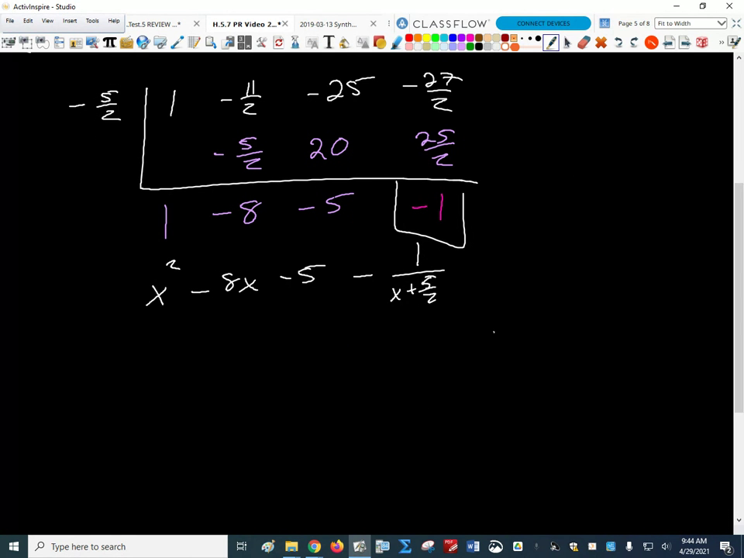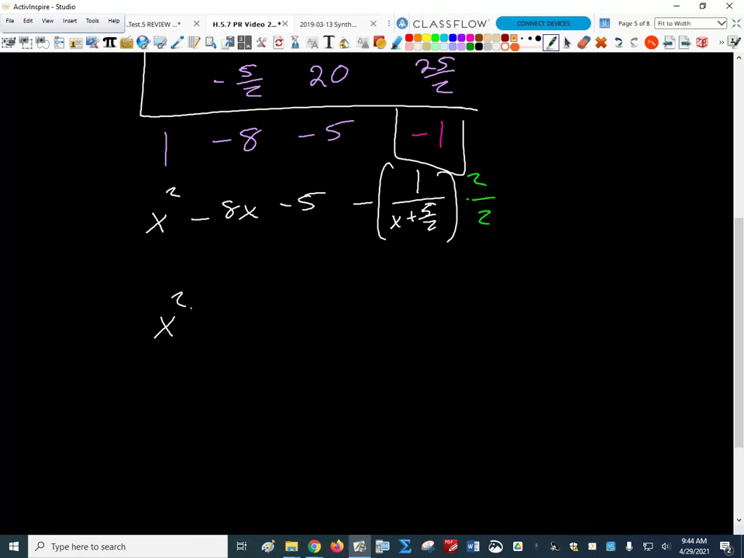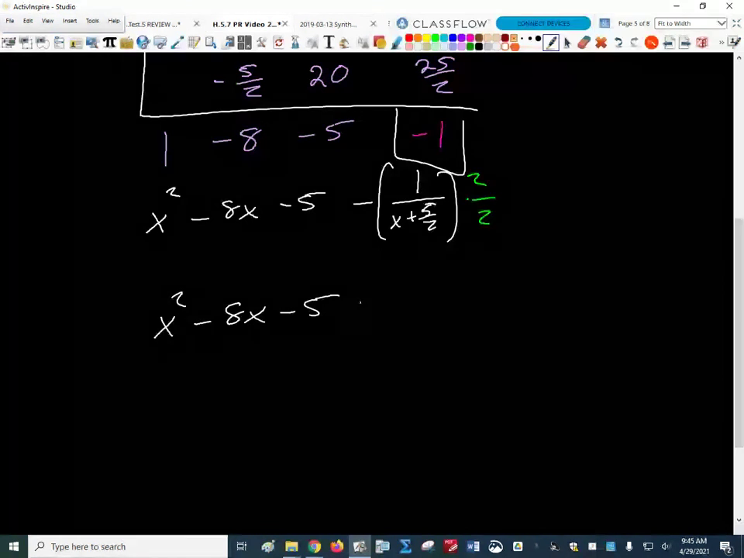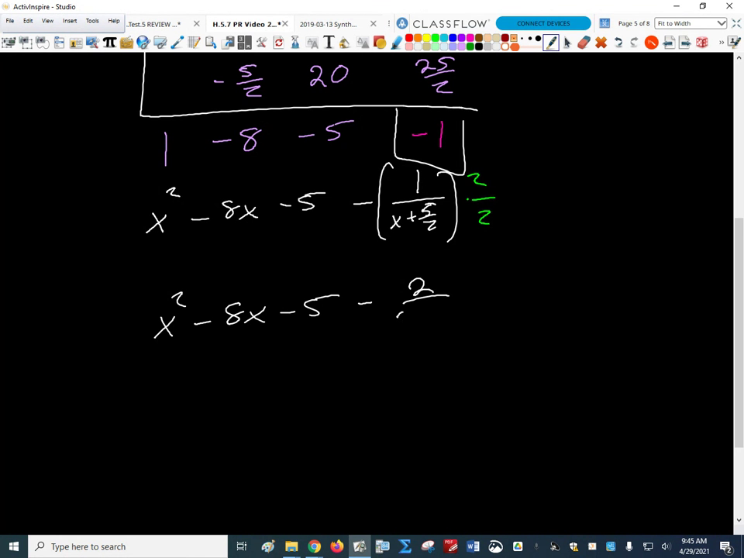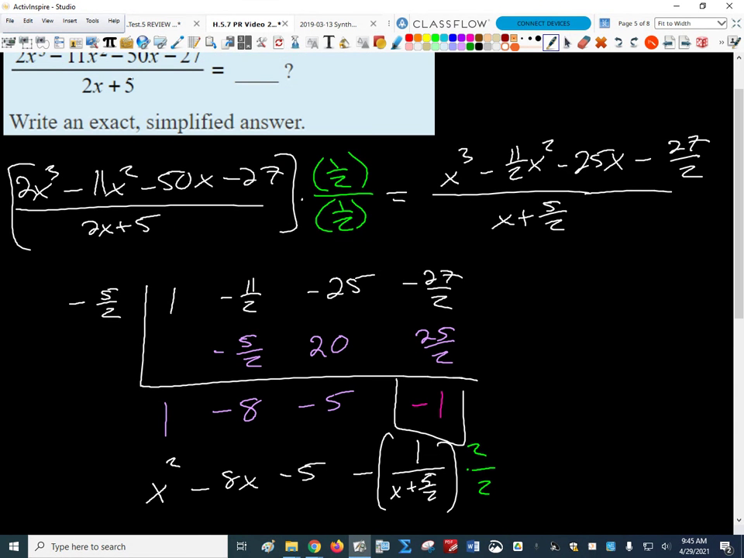Now we don't want to leave a fraction in the denominator. So we're just going to multiply top and bottom by the reciprocal of what we multiplied by the first time. And that gives us our result, x squared minus 8x minus 5. That stuff's fine. That doesn't change. It's just this rational expression at the last term, right? We get this remainder term. Then we get -2 over, if I distribute that, 2x plus 5, which is what I started with. Okay?